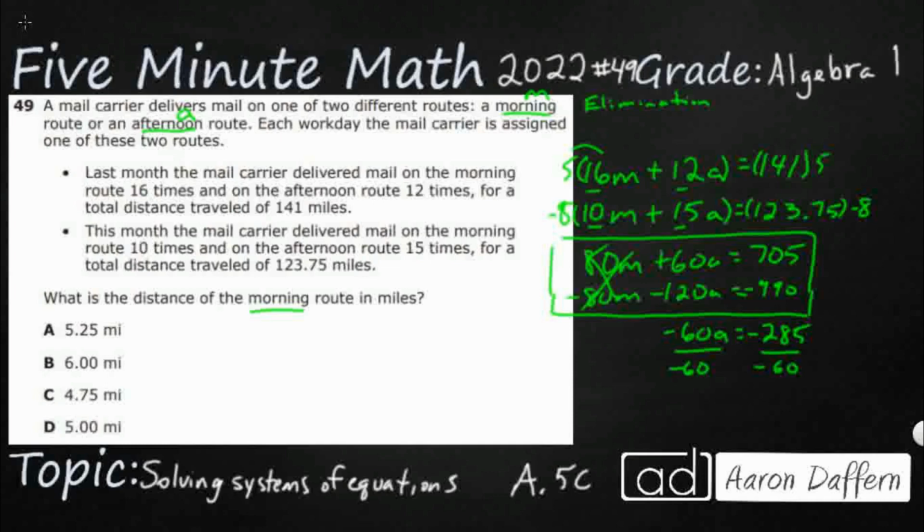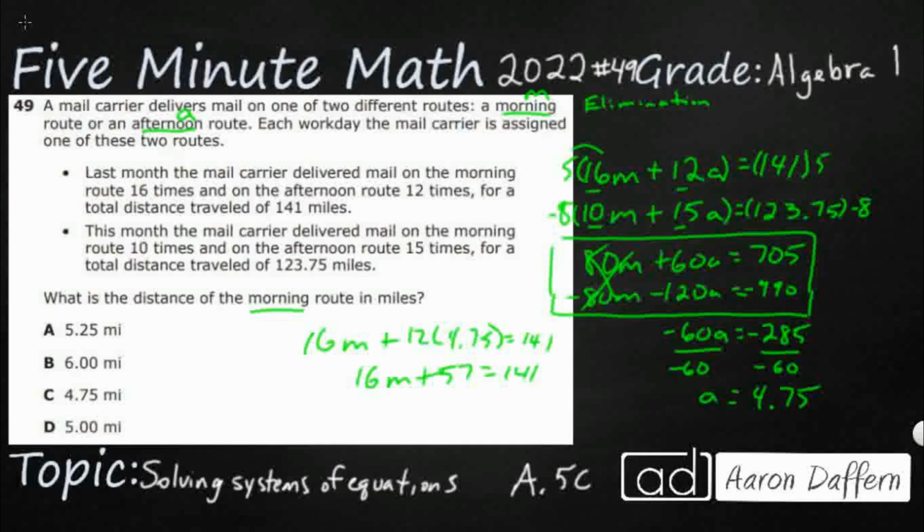And what am I going to get? Let's see, divided by negative 60 is 4.75. All right, so A is 4.75. I'm not looking for A, I'm looking for M, but all I got to do is plug that back in. Let's just plug that into the first one. 16M plus 12 times 4.75 equals 141. Okay, so 12 times 4.75 is going to give me 57. So 16M plus 57 equals 141.